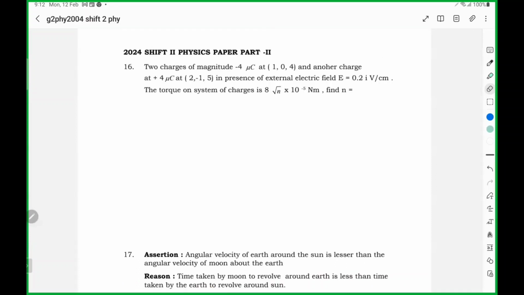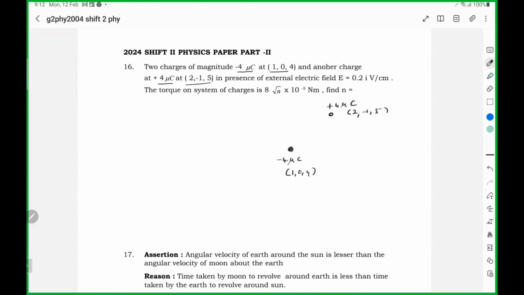So here, what is given: two charges, minus 4 microcoulombs located at some point, and another charge, 4 microcoulombs, located elsewhere. Equal and opposite charges constitute a dipole. One is the negative charge, minus 4 microcoulombs, located at 104. The other is the positive charge, plus 4 microcoulombs, located at this point.